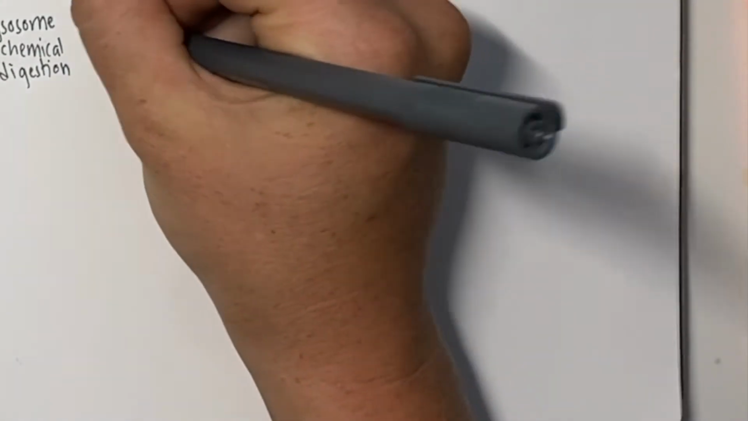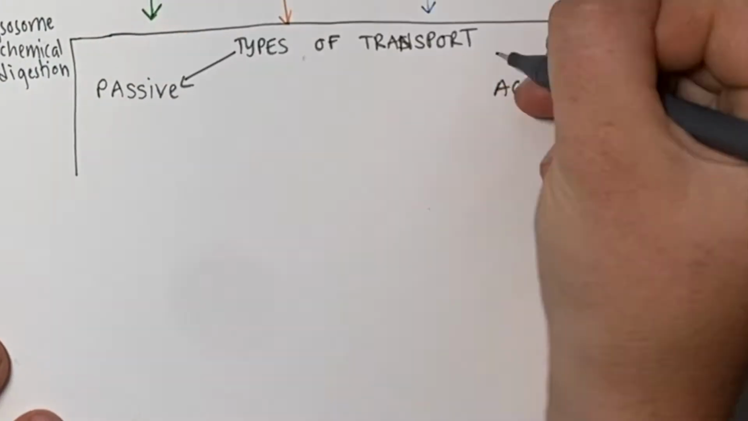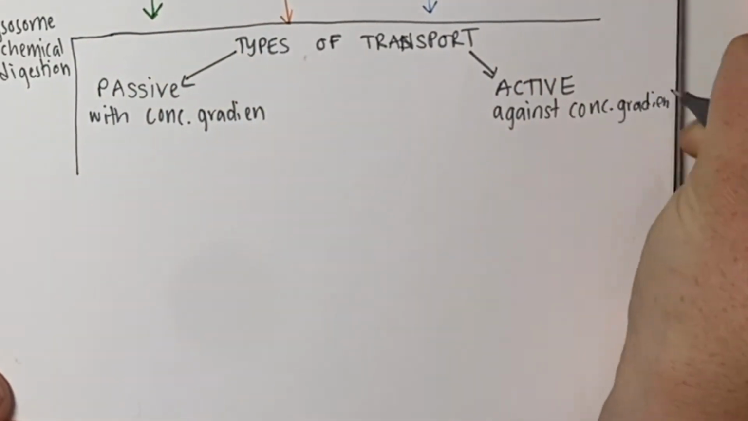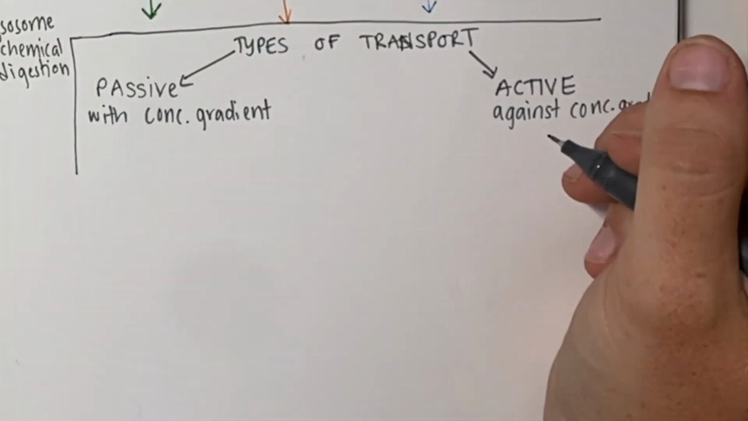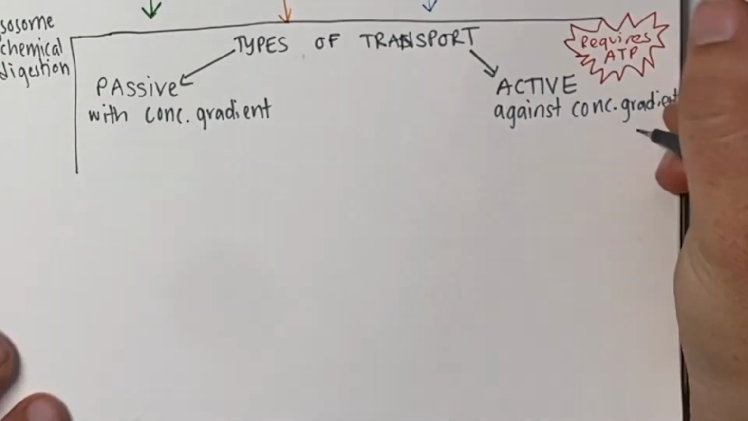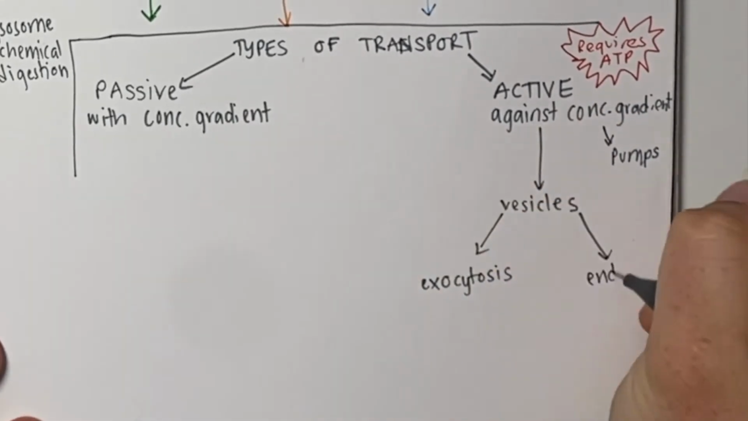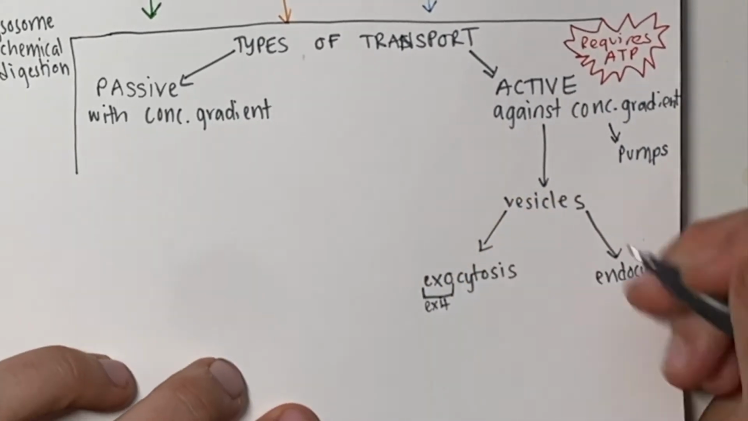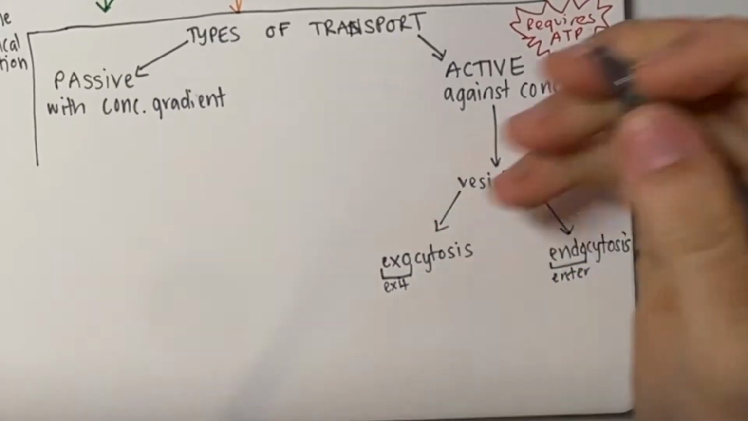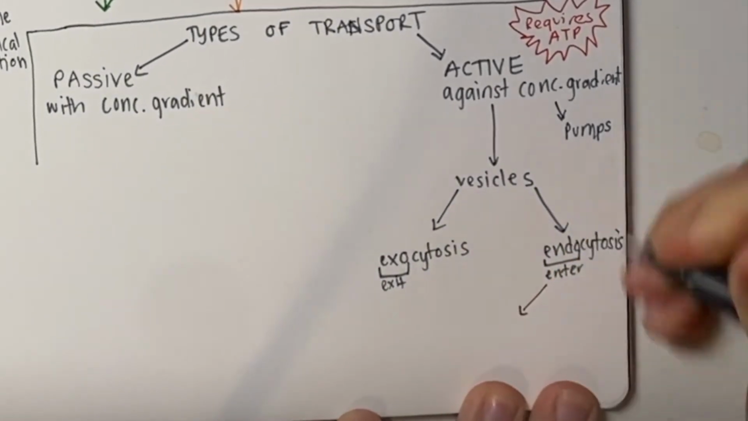So let's look at this in a little bit more detail using this little concept map. We've got two types of transport, passive and active transport. Passive transport is with the concentration gradient, active is against the concentration gradient. Active requires ATP. So against the concentration gradient can either be in vesicles, exocytosis exiting and endocytosis entering, or it could be the use of a pump. Let's look at it a little bit more closely.